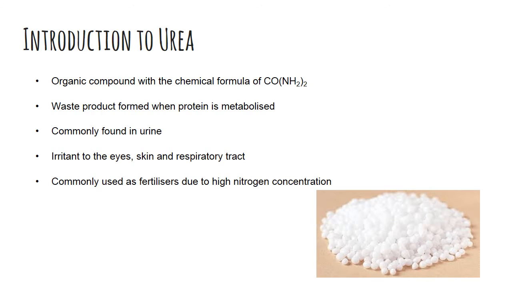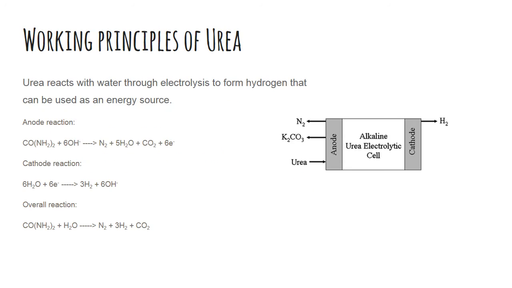We'll introduce what is urea. Urea is an organic compound with the chemical formula of CONH2. Urea is a waste product formed when protein is metabolized. Urea is commonly found in urine and is an irritant to the eyes, skin, and respiratory tract. It is commonly used as fertilizers due to high nitrogen concentration.